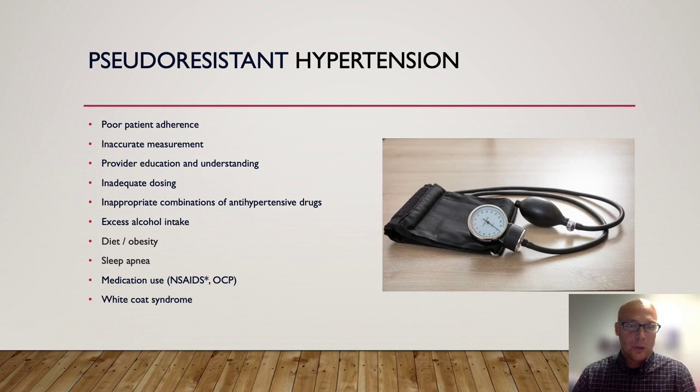Then there's something called pseudo-resistant, and this is actually very common. So a lot of people will be on multiple regimens of a blood pressure medication, but their blood pressure is just not coming down. And so they get kind of thrown into this, you have resistant hypertension, which is not always the case. So you may have something called pseudo-resistant. And this takes a little bit more of a deep dive into the patient and asking them questions, and otherwise maybe finding another cause for this.